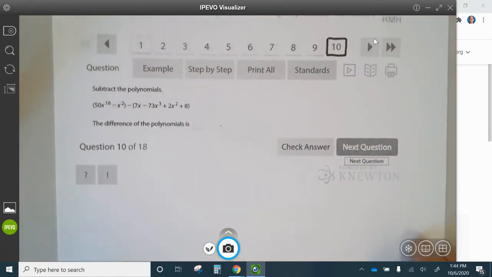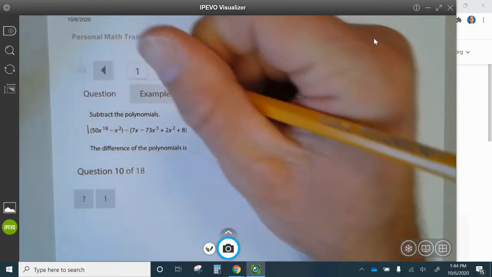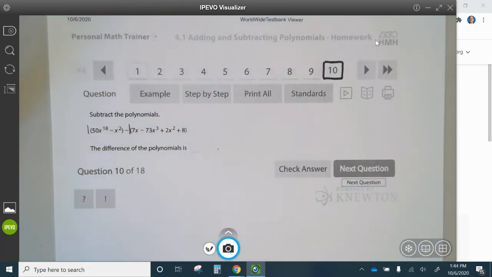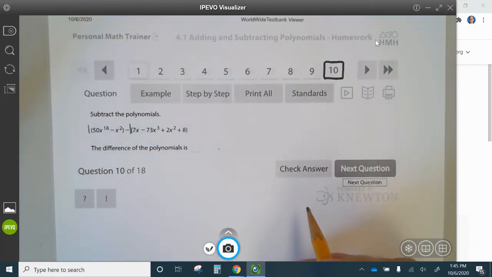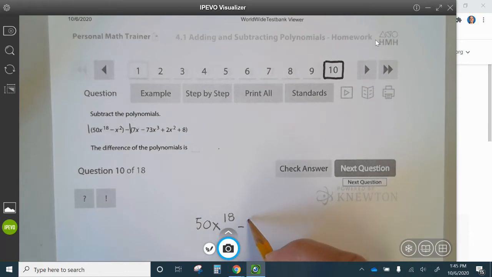Take a look at question number 10. Subtract a polynomial. So we're going to put a 1 in front of the parentheses and put a 1 in front of the parentheses here. Okay. All right, so now we have 1 times 50x to the 18th, so that's 50x to the 18th. And then 1, so it's minus 1x squared.